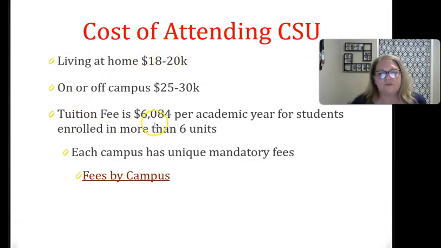The tuition fee is $6,084 per academic year for students enrolled in more than 6 units. At SRJC we charge a per unit fee, but the CSU charges by whether you are full-time or part-time, undergrad or grad. If you're a graduate student, the price goes up. And then each campus has mandatory fees that students pay.